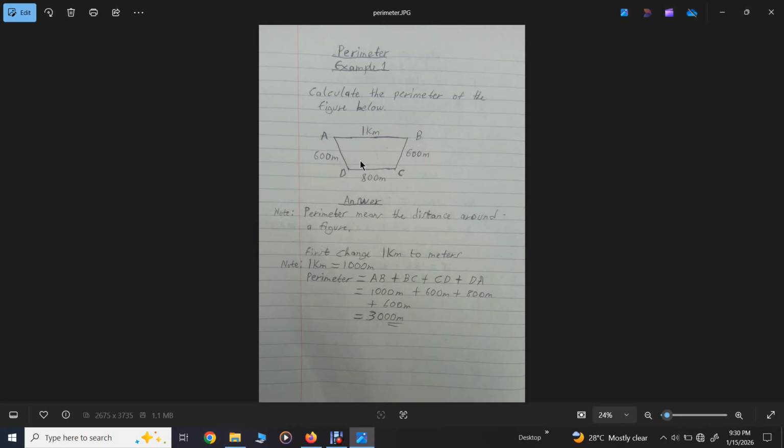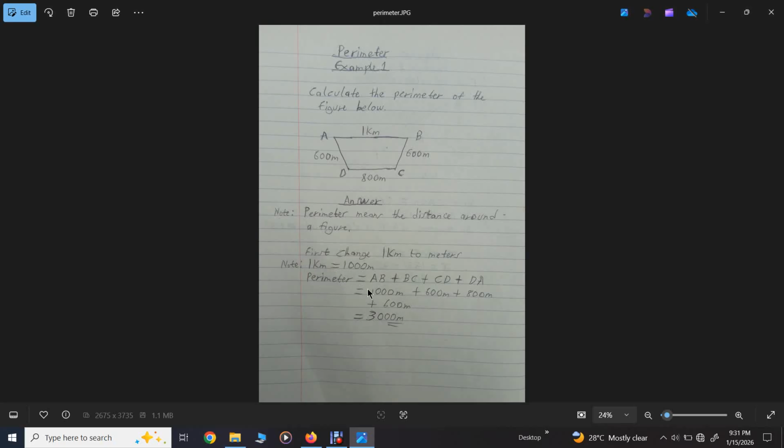So to solve this one, you first start from here, AB, then BC, then CD, then DA. But first, you have to change 1 kilometer to meters. So note, 1 kilometer is equal to 1,000 meters.